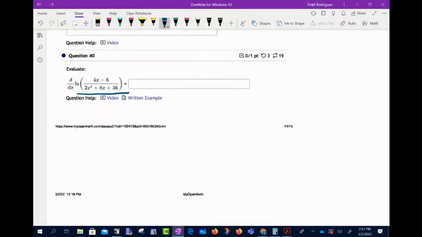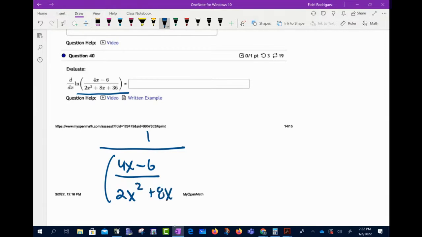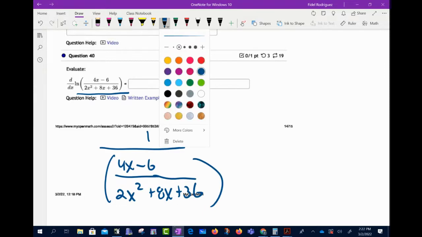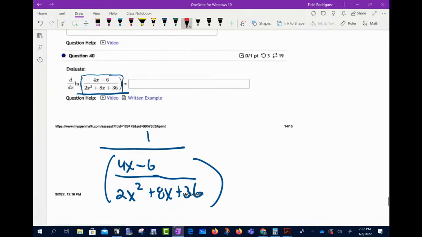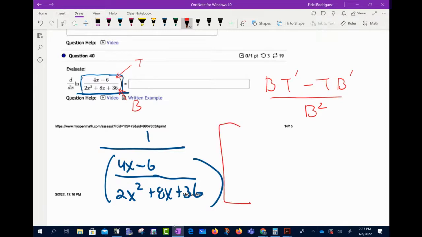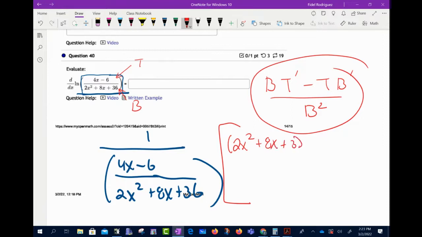So I'm going to come back over here. We're going to say the derivative of this is going to be 1 over (4x minus 6) over (2x squared plus 8x plus 36), times the derivative of what we have inside. Can I think of this as the top function and the bottom function? So when I take the derivative, it's the bottom times the derivative of the top minus the top times the derivative of the bottom, over the bottom function squared. All of that is going to get multiplied by this right here. The bottom function, go slow: 2x squared plus 8x plus 36.